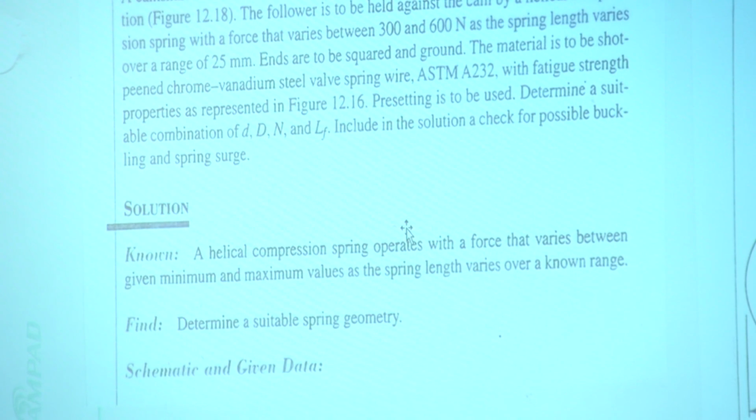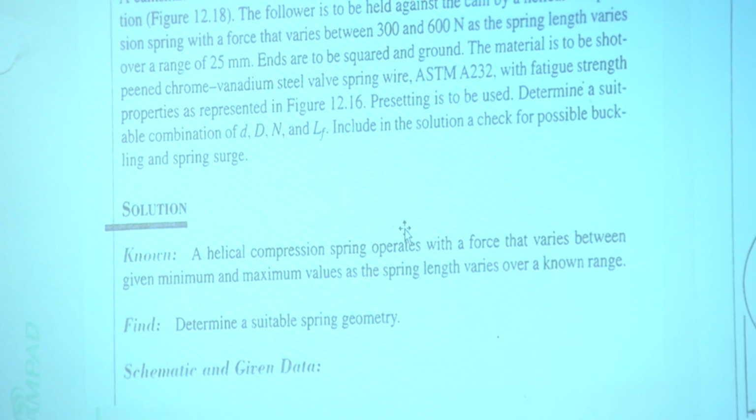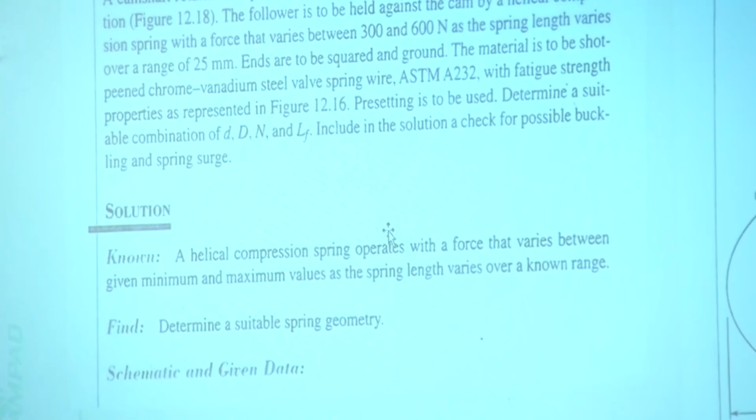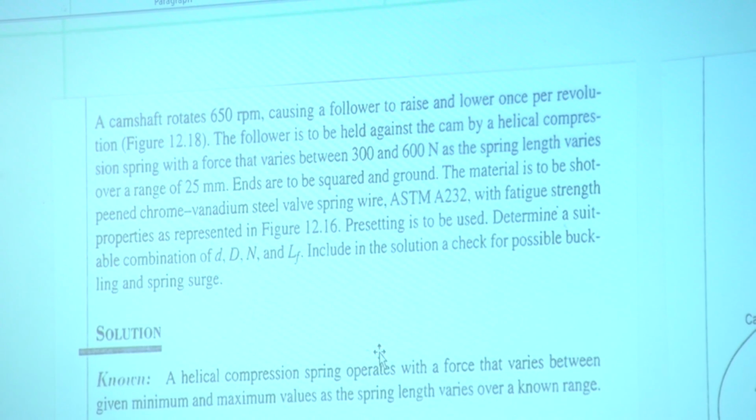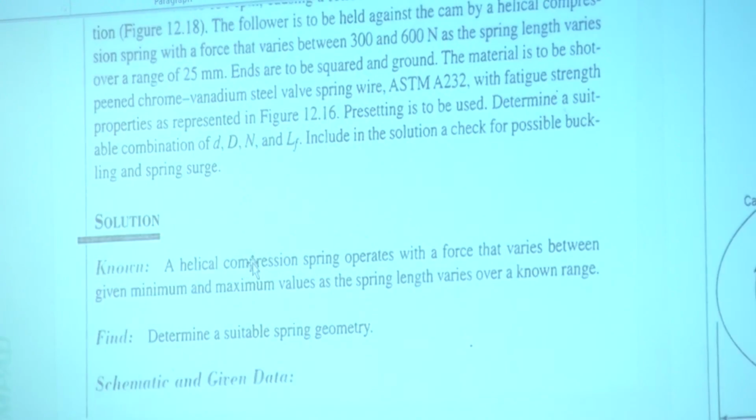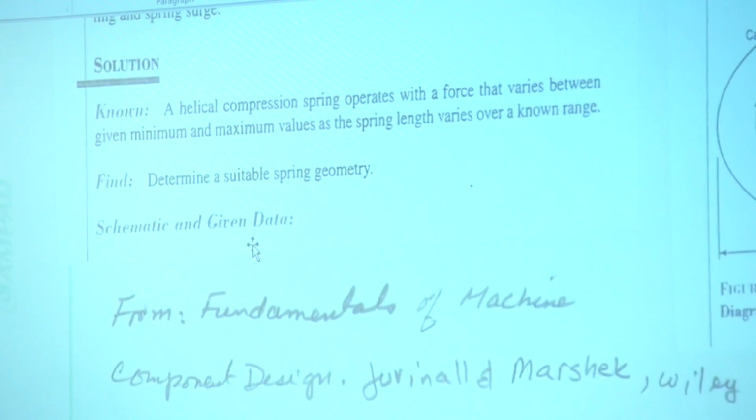Correctly, they're really giving you the spring constant without saying they're giving you the spring constant. They're saying the load varies between 300 and 600 as the spring length varies over a range of 25 millimeters. So 300 divided by 25 is your spring constant. Now you don't have to go to d to the 4th, g and all of those to find the spring constant. So let's take a look and see how you would design this.